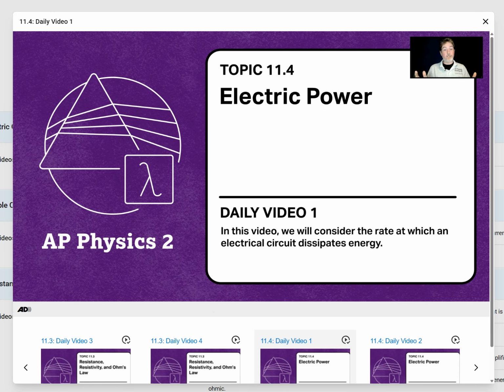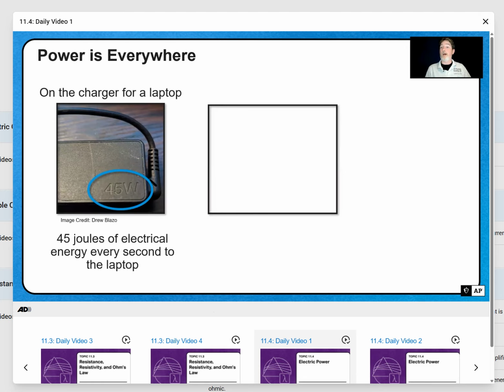So remember, you see power all over the place when you're experiencing your life. You might see it on a power charger for your computer. Here I've got my computer charger up here.